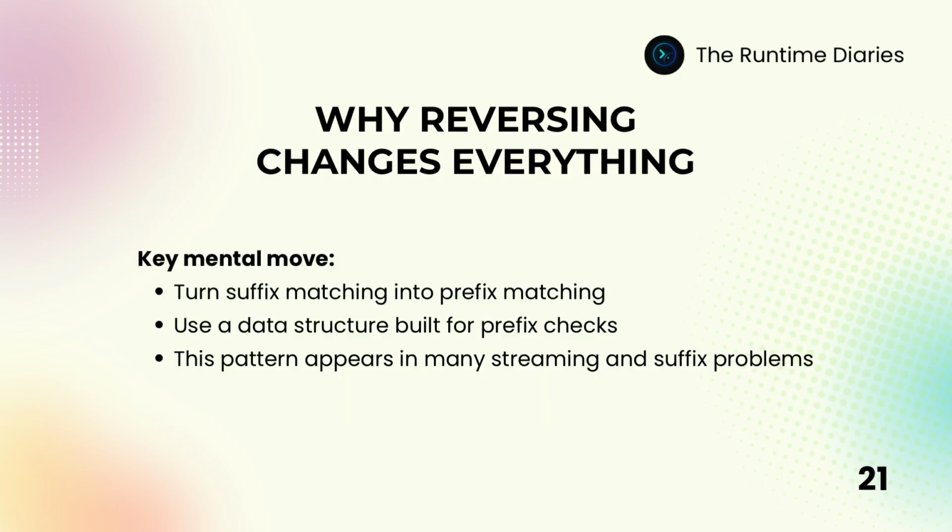Here's the key insight. We didn't try to force suffix logic into a data structure that doesn't fit. We transformed the problem so that the right data structure becomes obvious. This is a fundamental algorithmic mindset. When the problem is hard, see if you can reframe it into a problem that's easy. This pattern shows up everywhere. Suffix arrays versus tries. Two-pointer problems, reversing direction. Dynamic programming, bottom-up versus top-down. The skill isn't memorizing tries. The skill is recognizing when a transformation unlocks the right tool.